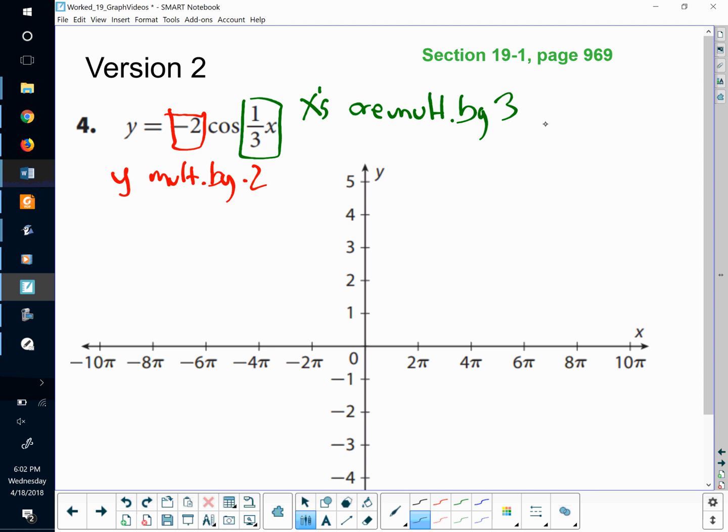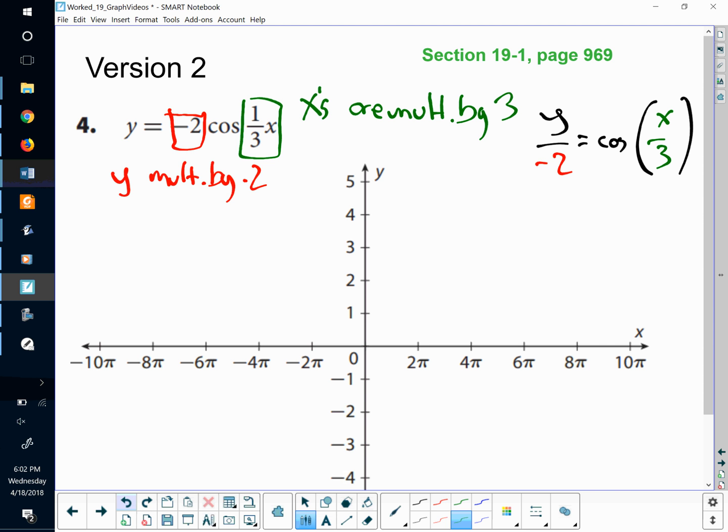It's really the same graph as y over negative 2 equals the cosine of x over 3, where you see that the vertical stretch is negative 2, and you see that the horizontal stretch is 3. So working it that way.